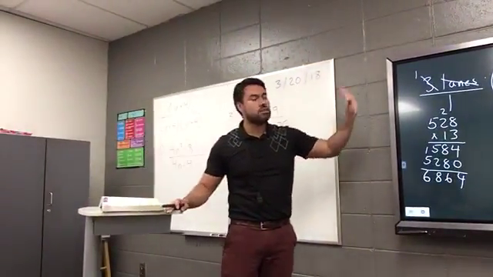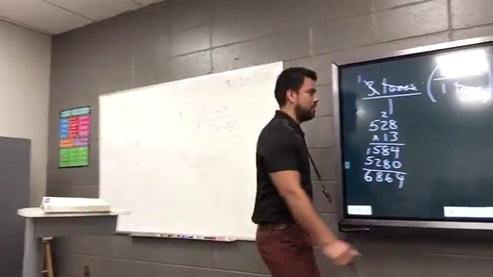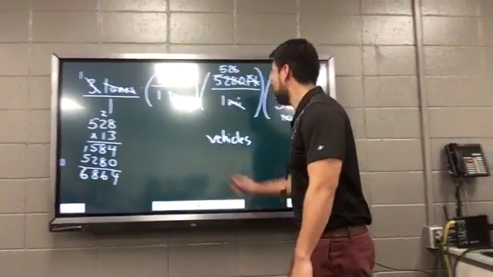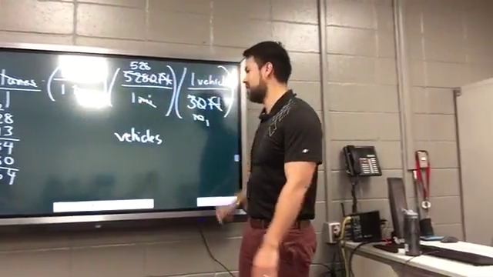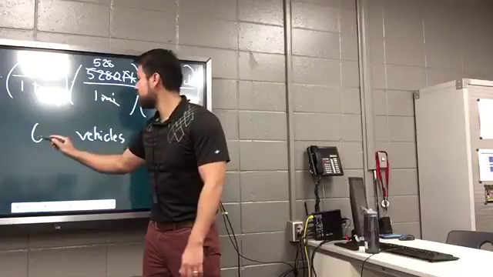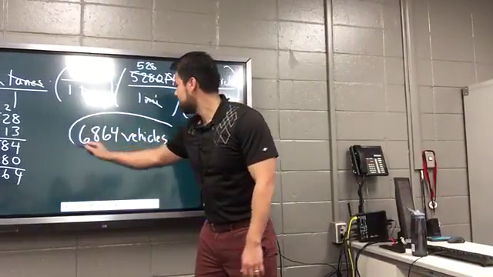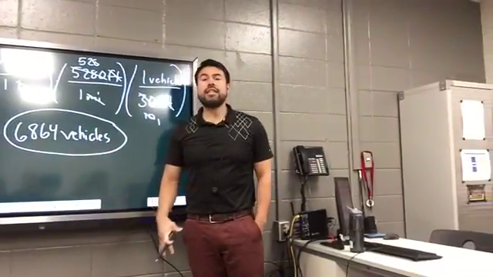But what units are left up there? Vehicles. And what's 1 times 1 times 1 times 1? So what's my answer? 6,864 vehicles. Wow. You did that.